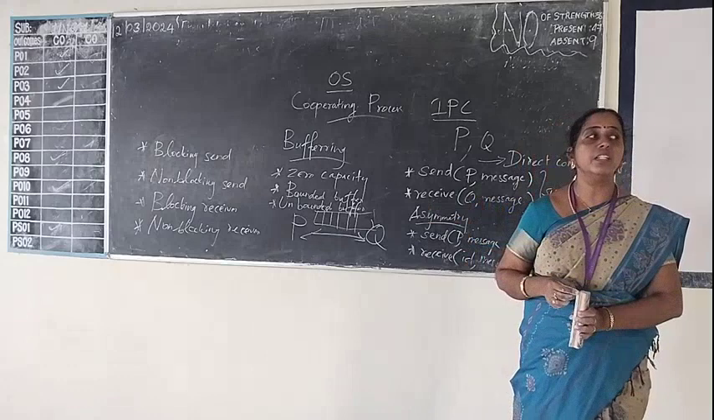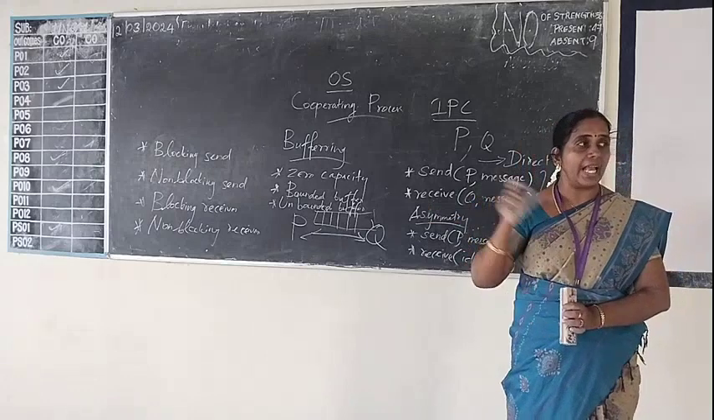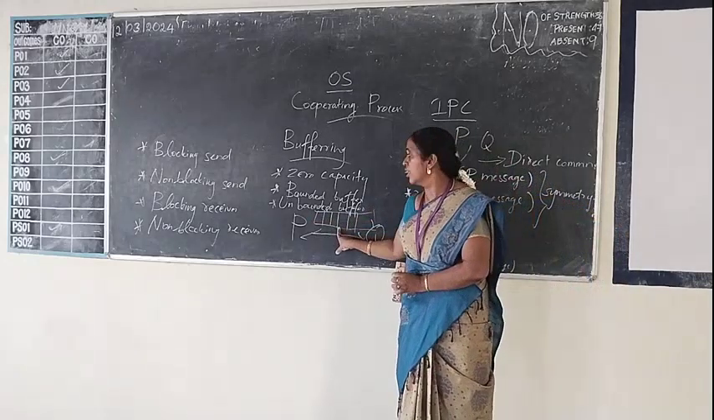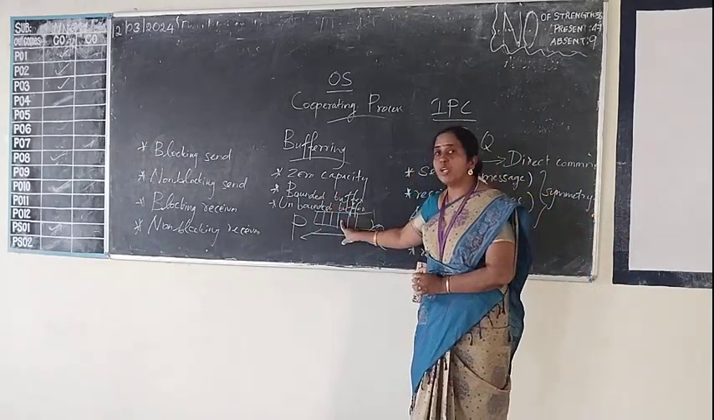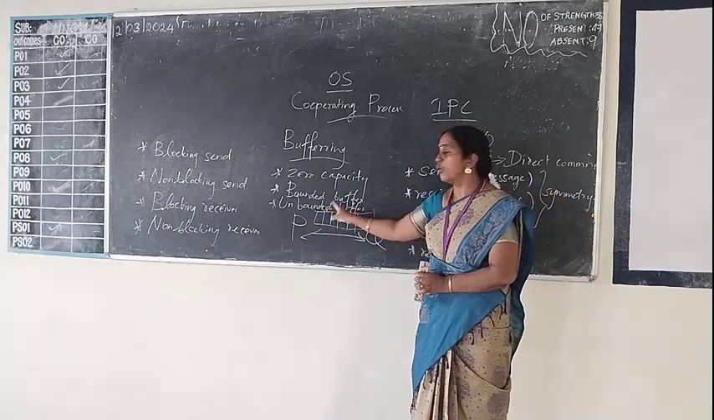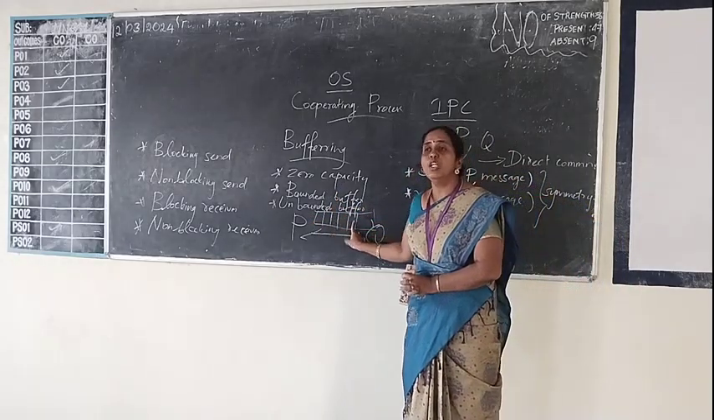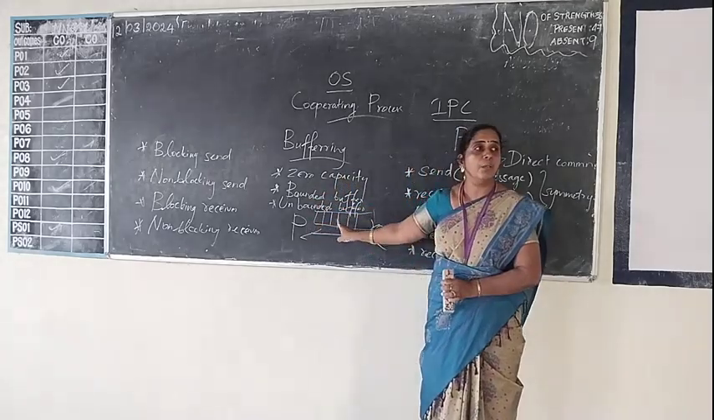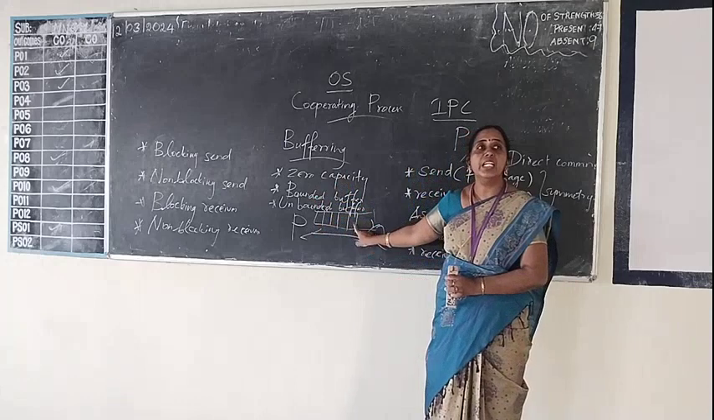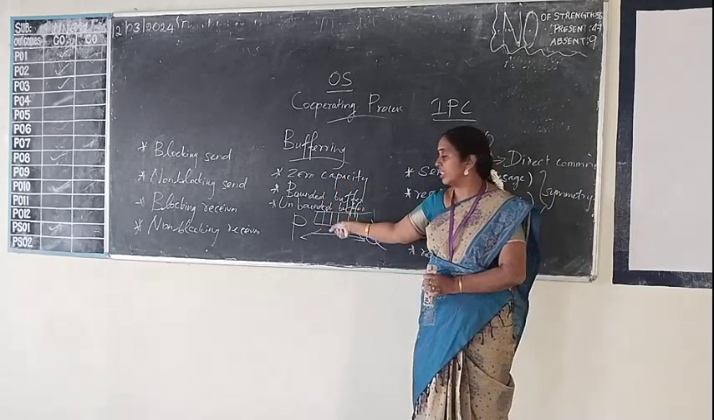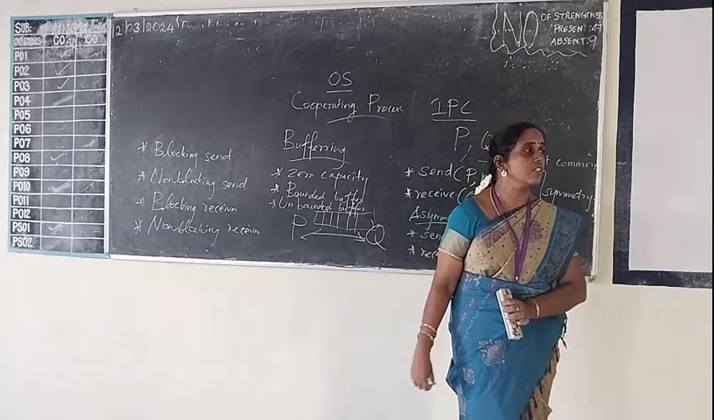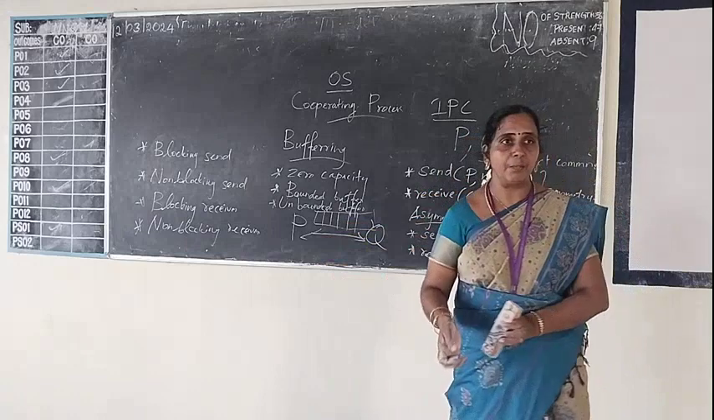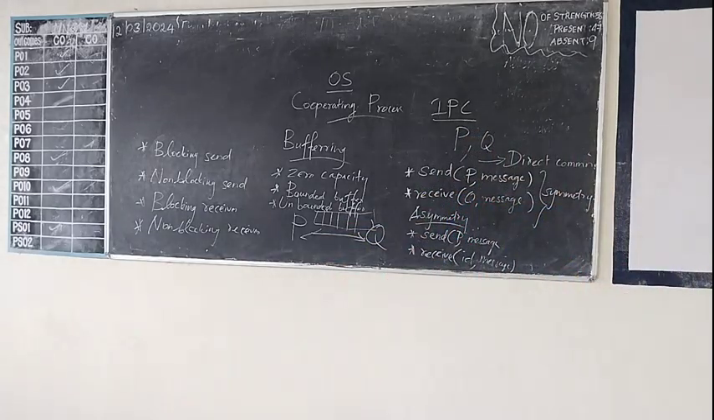In zero capacity buffer, there are no messages between the sender and receiver. In the communication link, no messages exist. But in bounded buffer, there is one buffer with fixed capacity. So in this, if the buffer is full, the sender stops sending messages. And in unbounded buffer, the buffer size is not limited. An unlimited buffer is used, so the sender is always busy sending messages. So this is called buffering, three types of buffers.